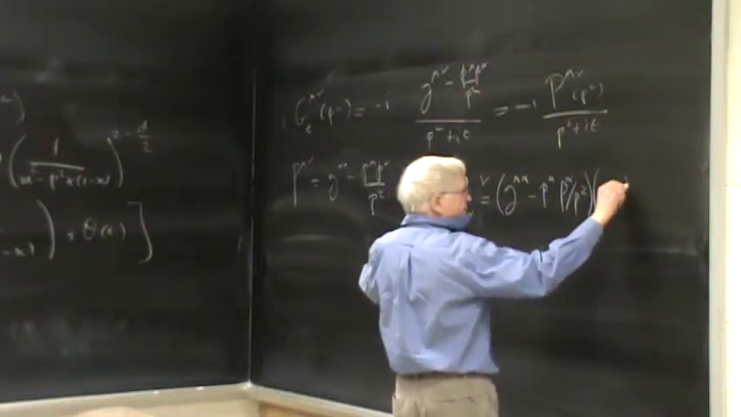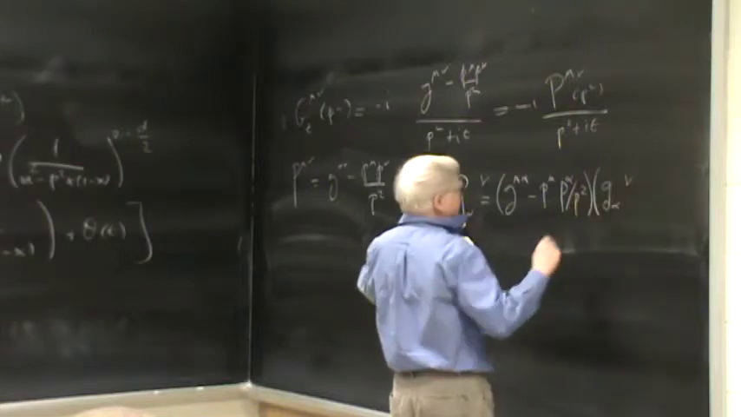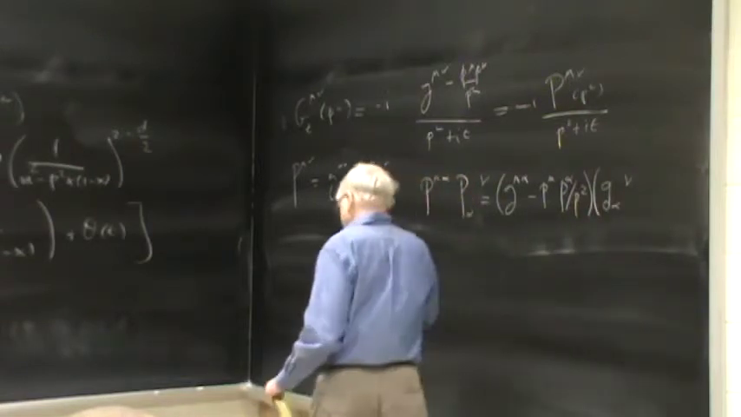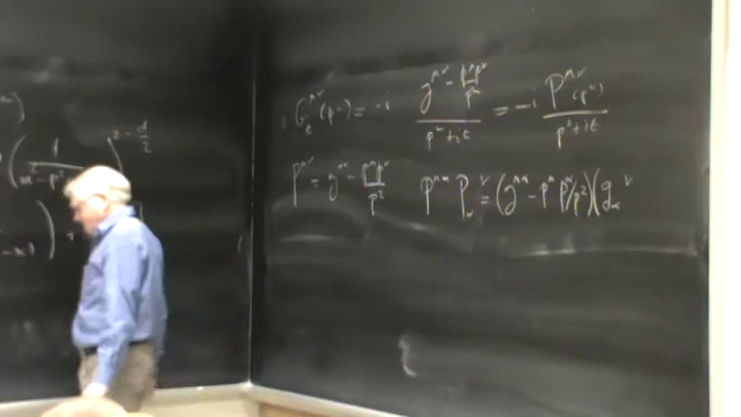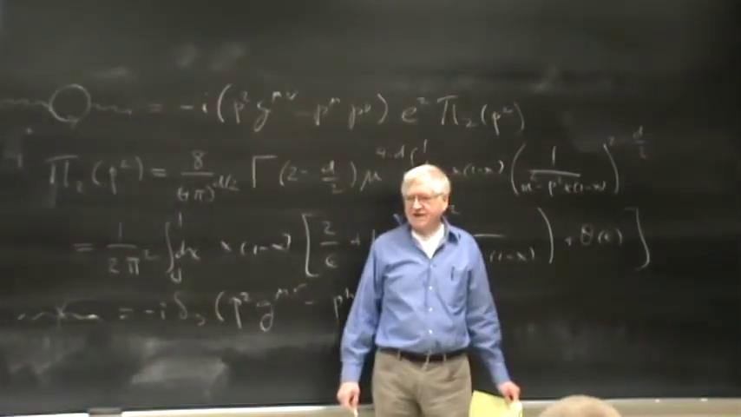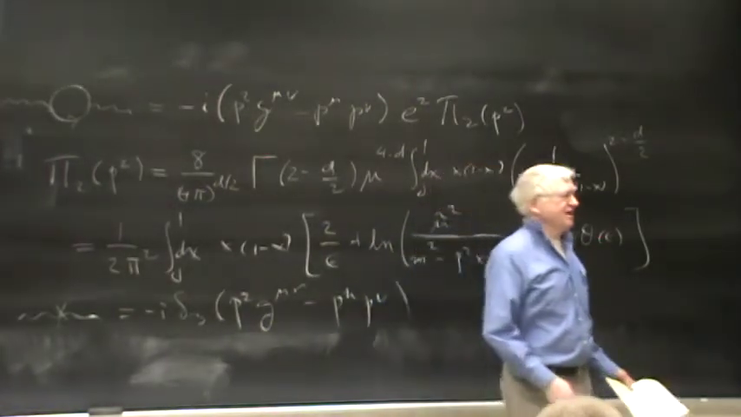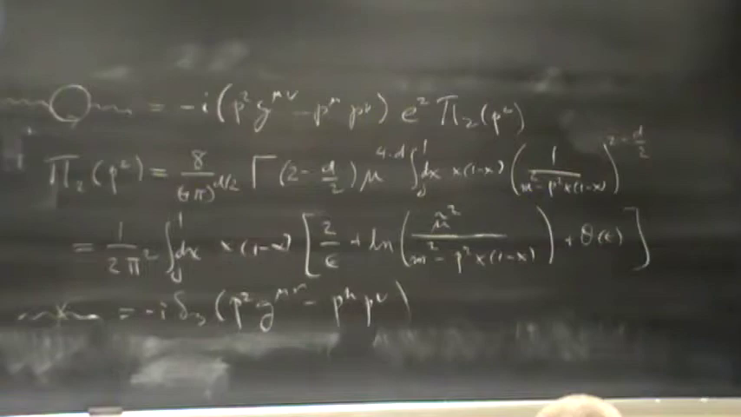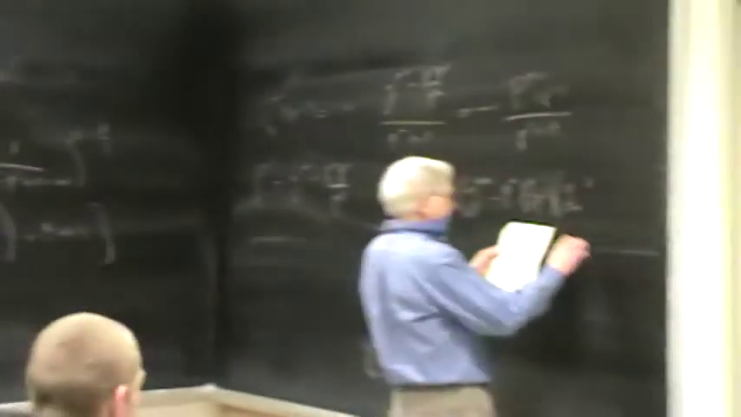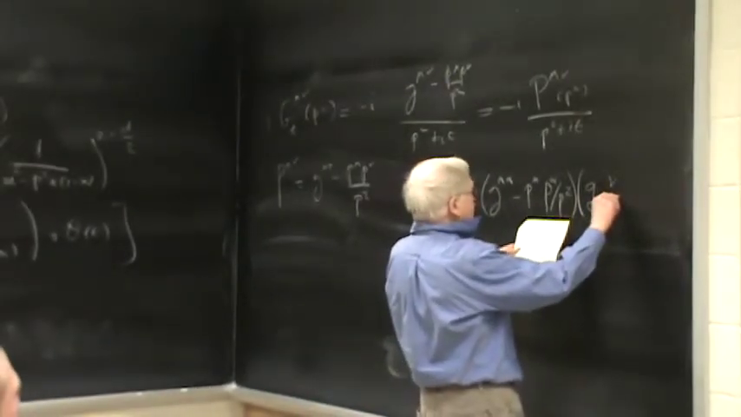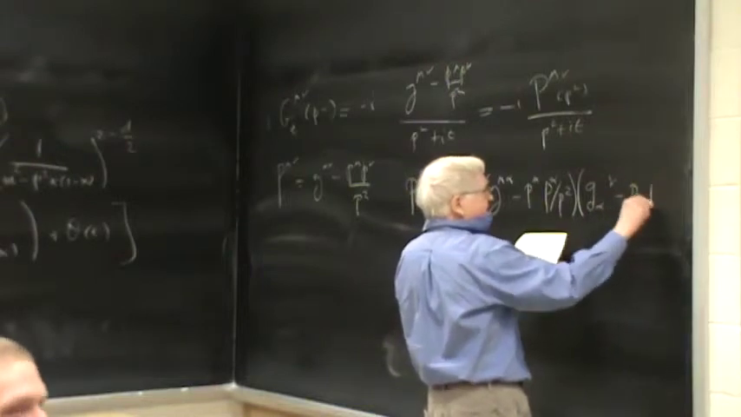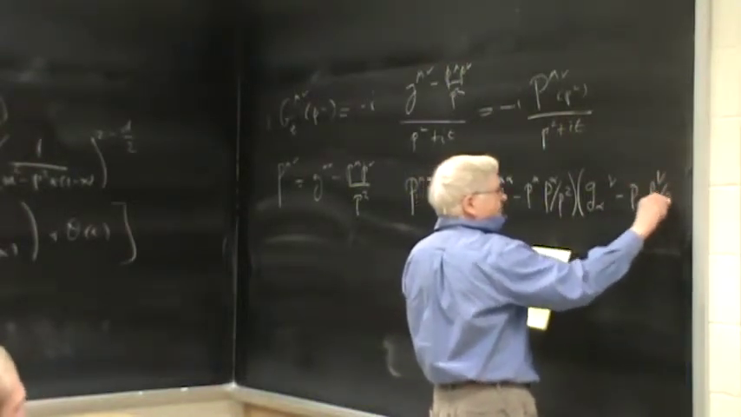This would be g alpha nu. g actually is eta. I'm sort of annoyed at Schwartz for using g when he should use eta. I mean, g is the thing that occurs in general relativity. Eta is the flat space metric, but all right. Anyway, minus P alpha P nu over P squared.